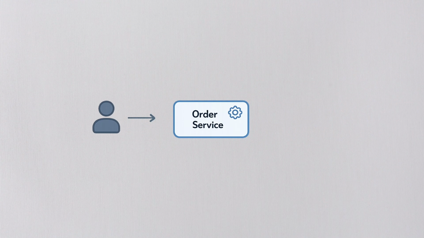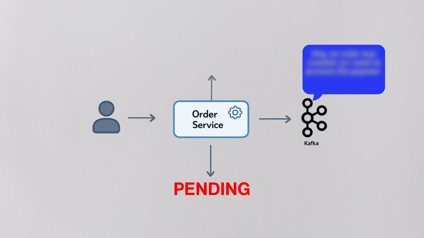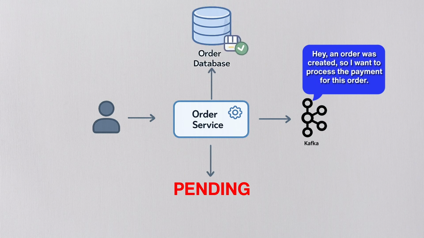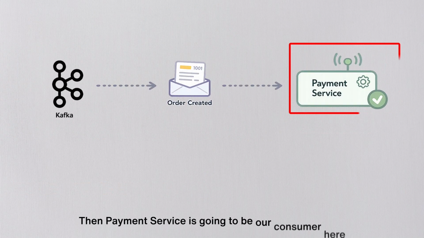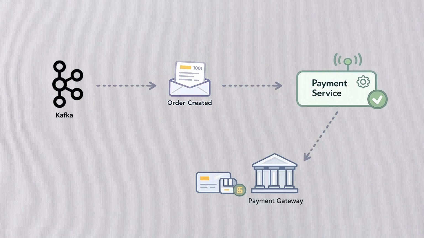We're going to create an order. Its state is going to be pending. Then we're going to send a message to Kafka. We tell it, hey, an order was created, so I want to get a payment for this order. When we send the Kafka message, the payment service is going to be our consumer. It's going to listen to this event about the order that was created, so it will try to make the payment for this order.